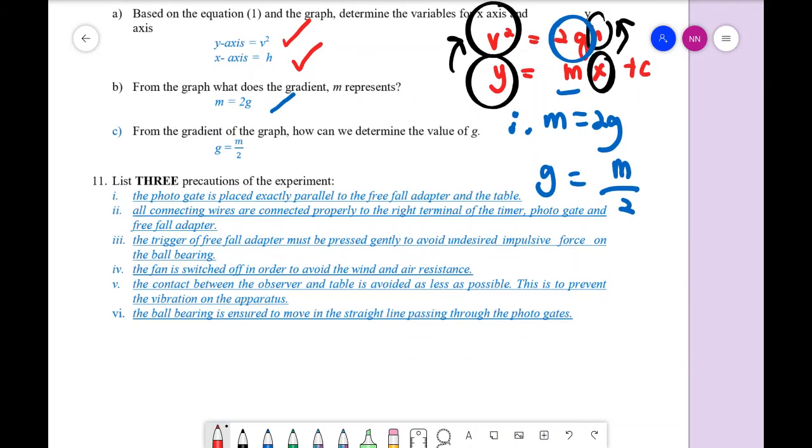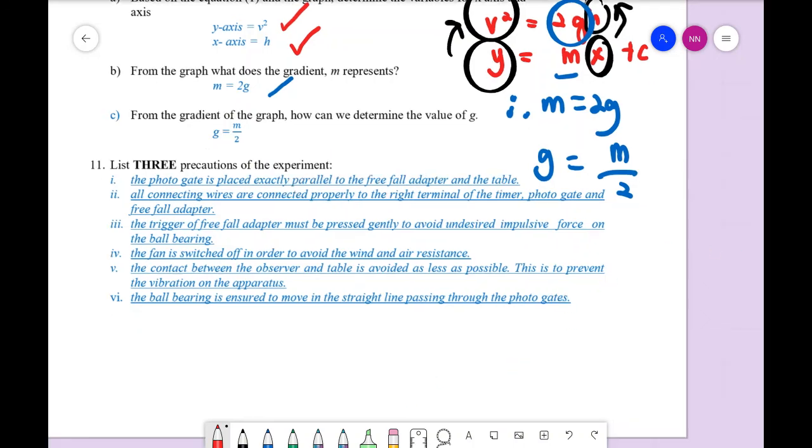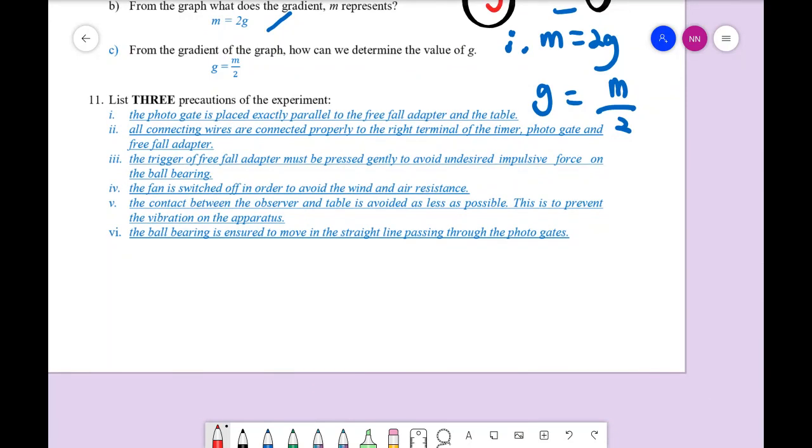Okay, number 11. List 3 precautions of the experiment. Okay. First, the photo gate is placed exactly parallel to the free fall adapter and the table. Second, all connecting wires are connected properly to the right terminal of the timer, photo gate and free fall adapter. Third, the trigger of the free fall adapter must be pressed centrally to avoid undesired impulsive force on the ball bearing. Fourth, the fan is switched off in order to avoid the wind and air resistance.